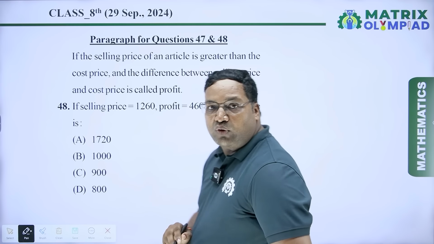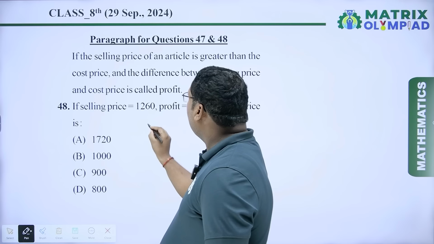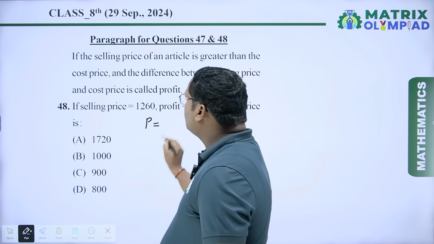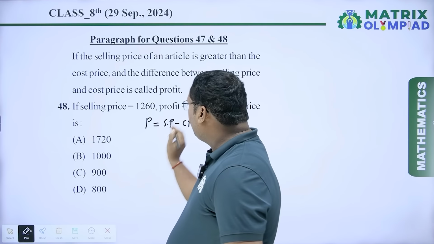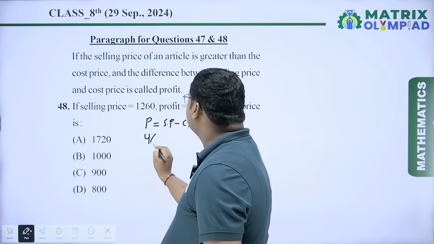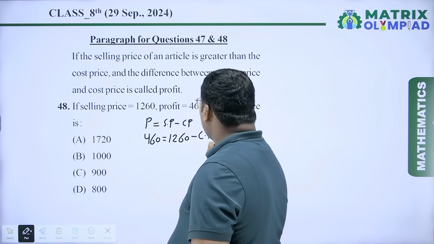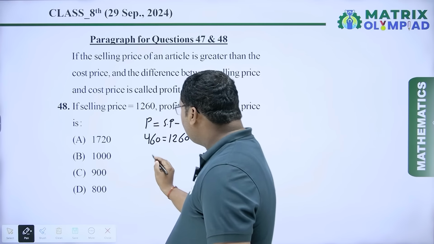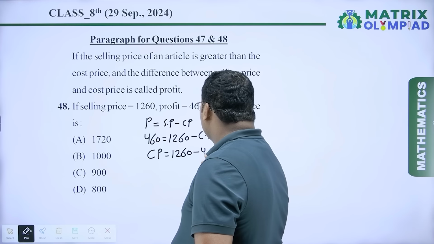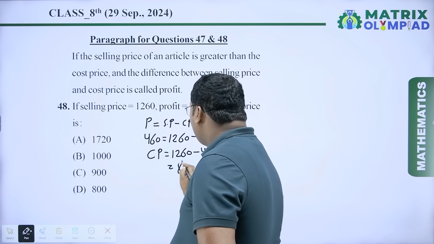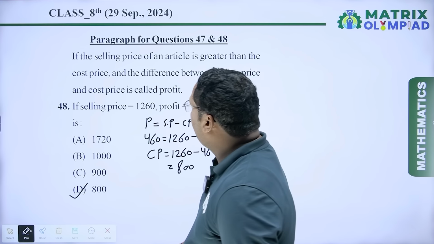If selling price is 1260, profit is 460, then the cost price is, again we have to write the formula. Formula is profit is equal to selling price minus cost price. Here profit is given, that is 460, selling price is 1260, and cost price we have to find out. So now solve this equation. We will get cost price is equal to 1260 minus 460, and that is equal to 800. So the answer is 800, that is option number D.